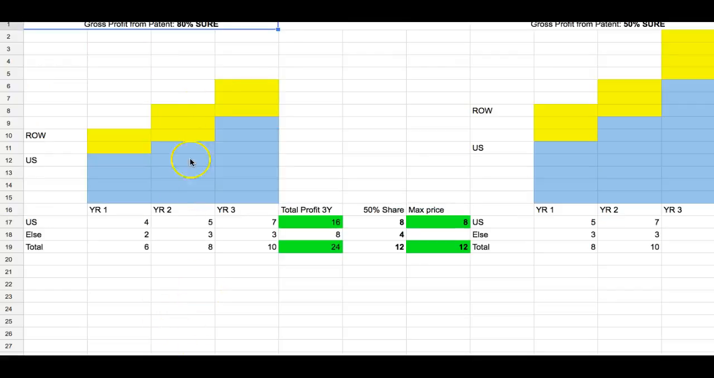So for the buyer side, we have two things. We have an estimated revenue, the 50% likelihood. This is what I expect that I will make, the profit that I will make from a patent. So the gross profit that I will make in year 1, year 2, and year 3.